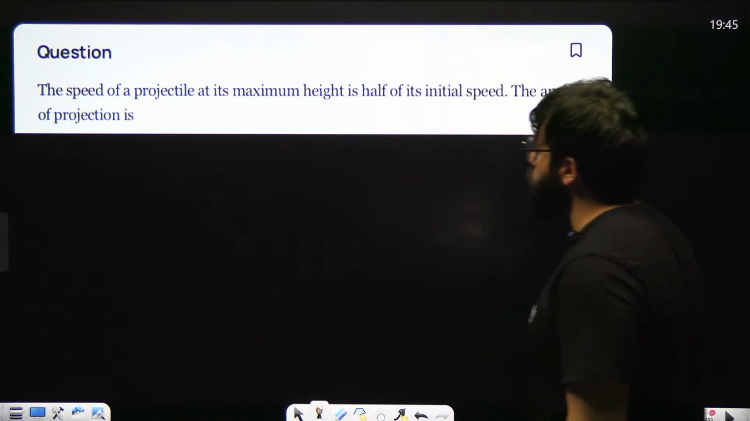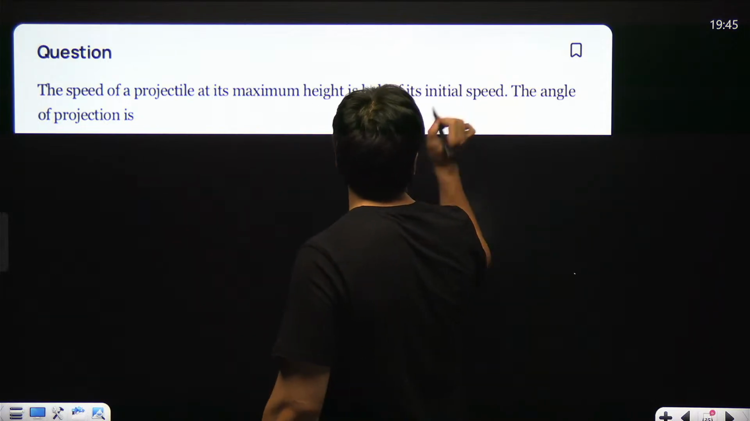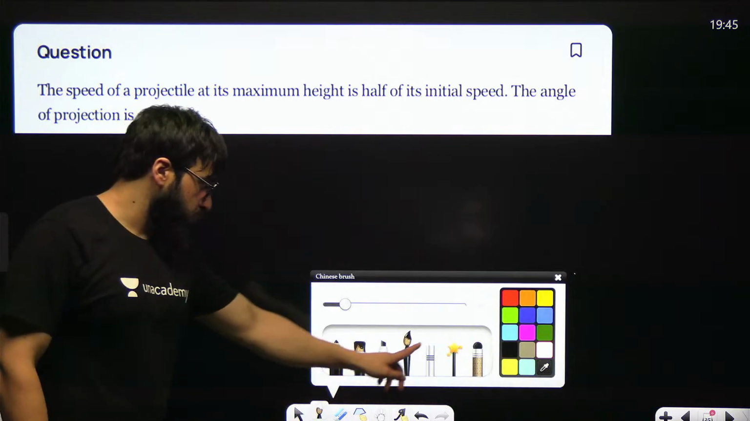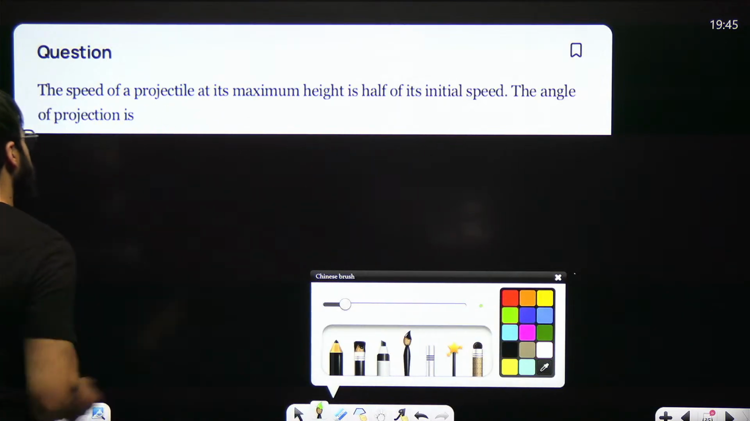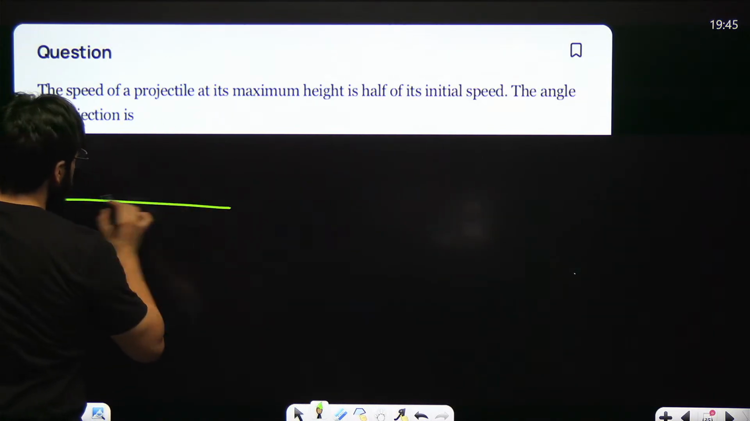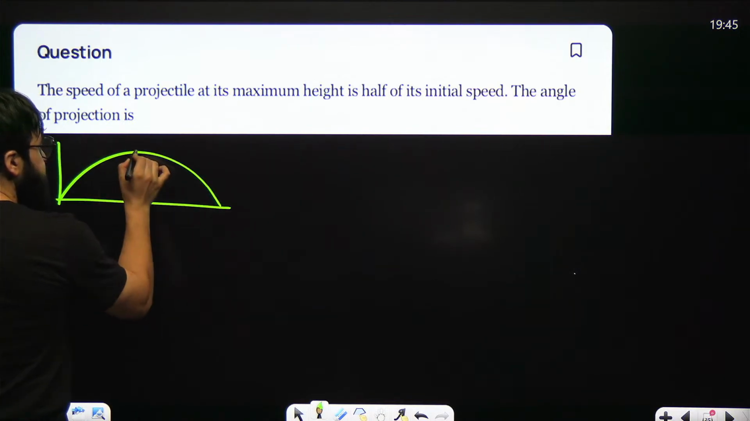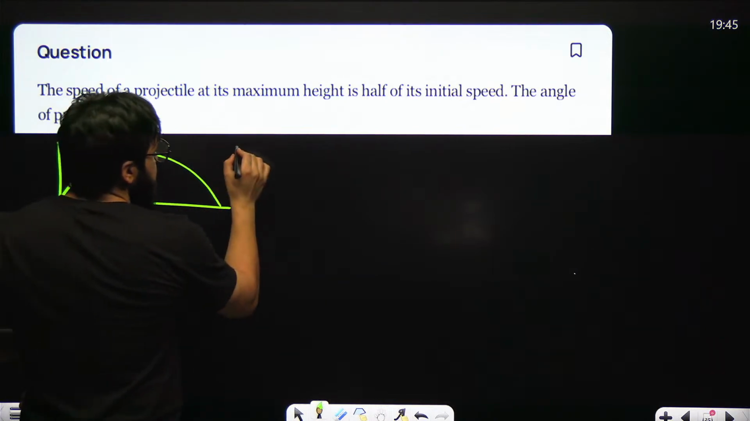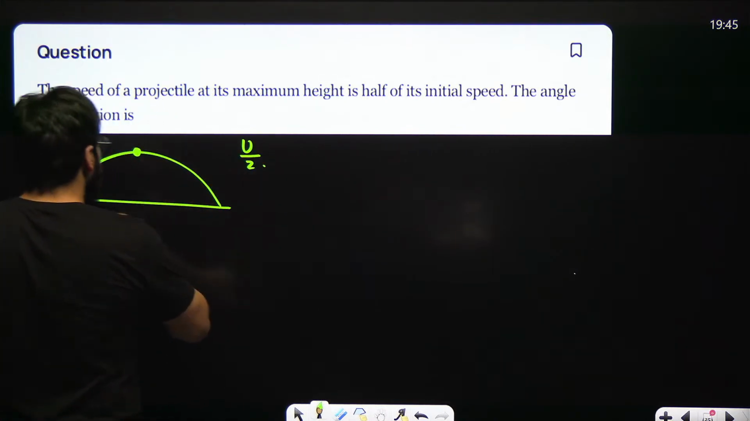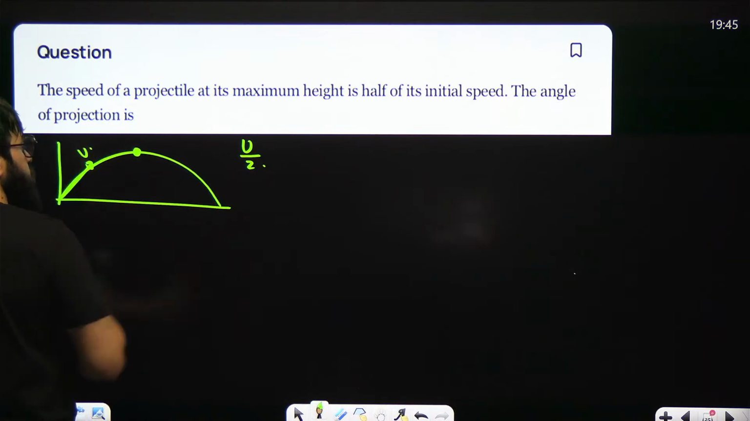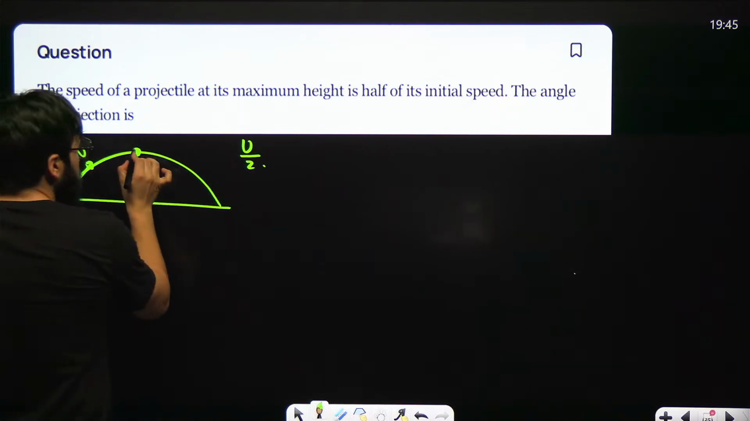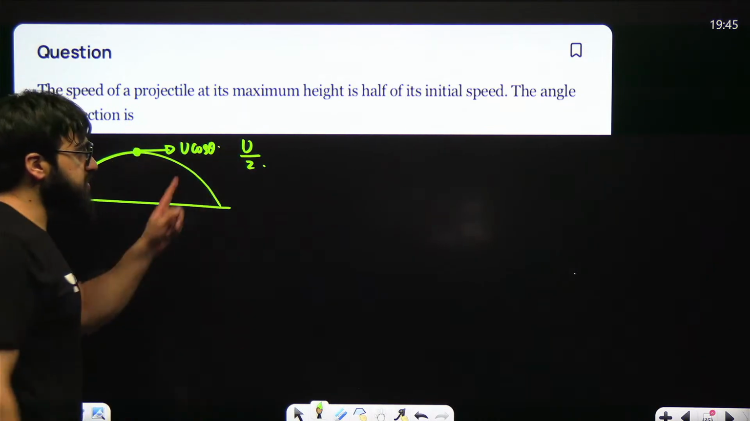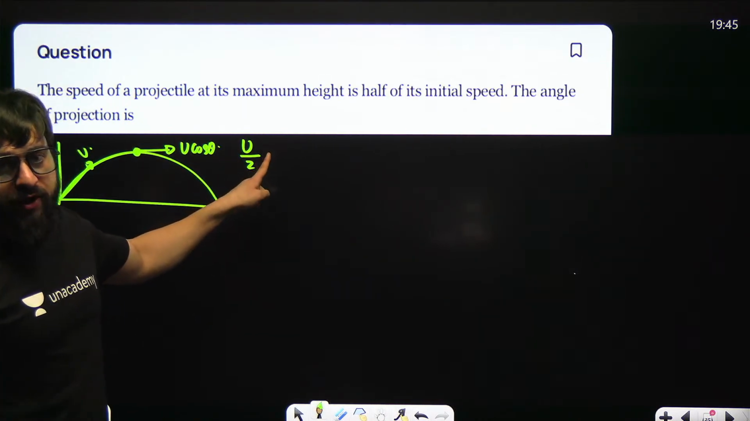At the topmost point, at maximum height, it is saying its speed is half of the initial speed, that is u by 2. Let's suppose you have launched a projectile over here. It says that at the topmost point, the speed is u by 2, because you are launching it with velocity u. And we also know at the topmost point the speed is u cos theta. This is according to the concept. This is according to the question.